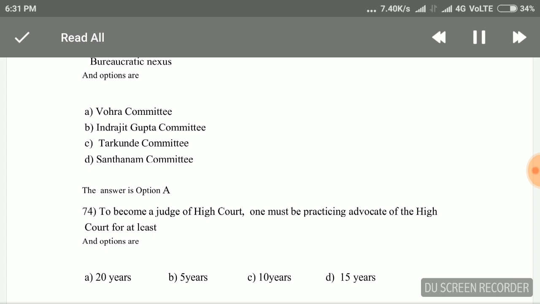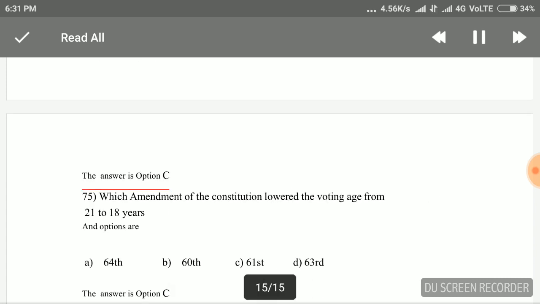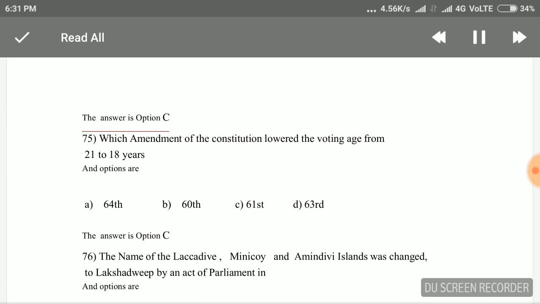74. To become a judge of High Court, one must be a practicing advocate of the High Court for at least. And options are A. 20 years, B. 5 years, C. 10 years, D. 15 years. The answer is option C.